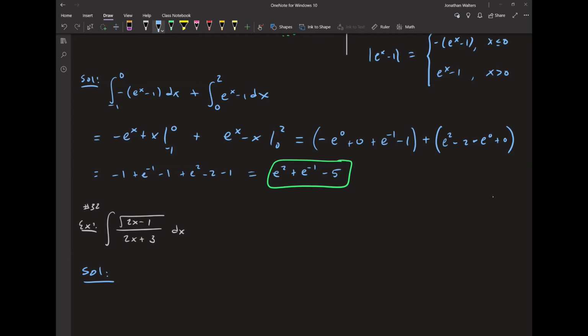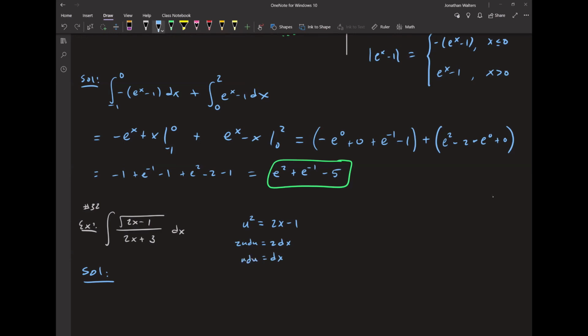I'd like to get rid of the radical. So why don't I try u squared equals 2x minus 1? Seems a little sneaky, but what the heck, why not? So then 2u du equals 2 dx. So u du equals dx.